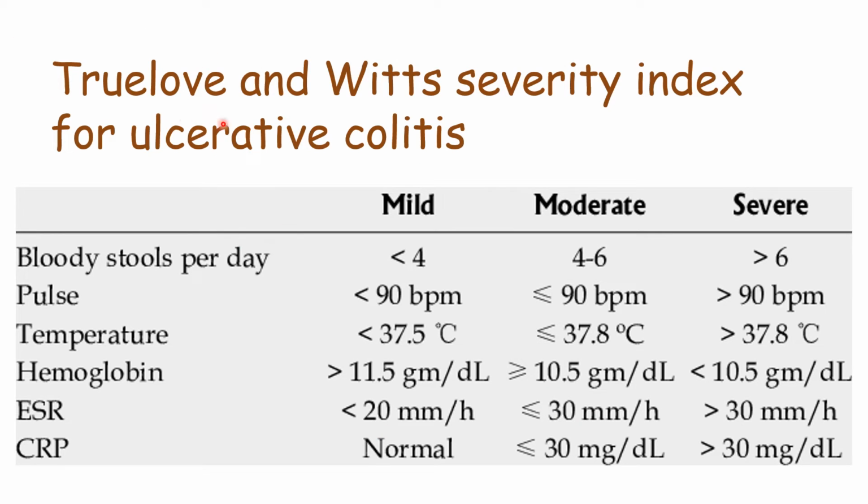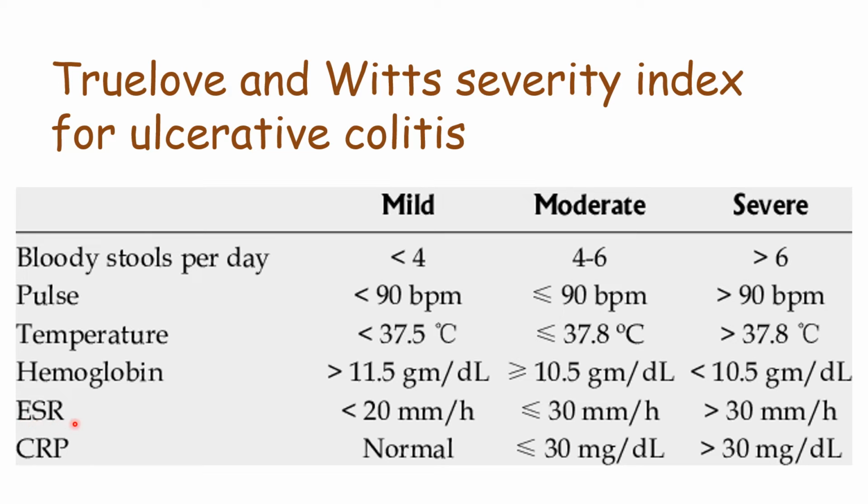Next, let's talk about the Truelove and Witts severity index for ulcerative colitis. This is how we're going to classify the disease into mild, moderate, and severe disease. Here are some of the parameters we have a look at. The amount of bloody stools per day: less than 4, 4 to 6, or more than 6 bloody stools per day. Pulse, the patient's temperature, the patient's hemoglobin. This would essentially indicate anemia. If there's extensive bleeding, the patient would likely be anemic.